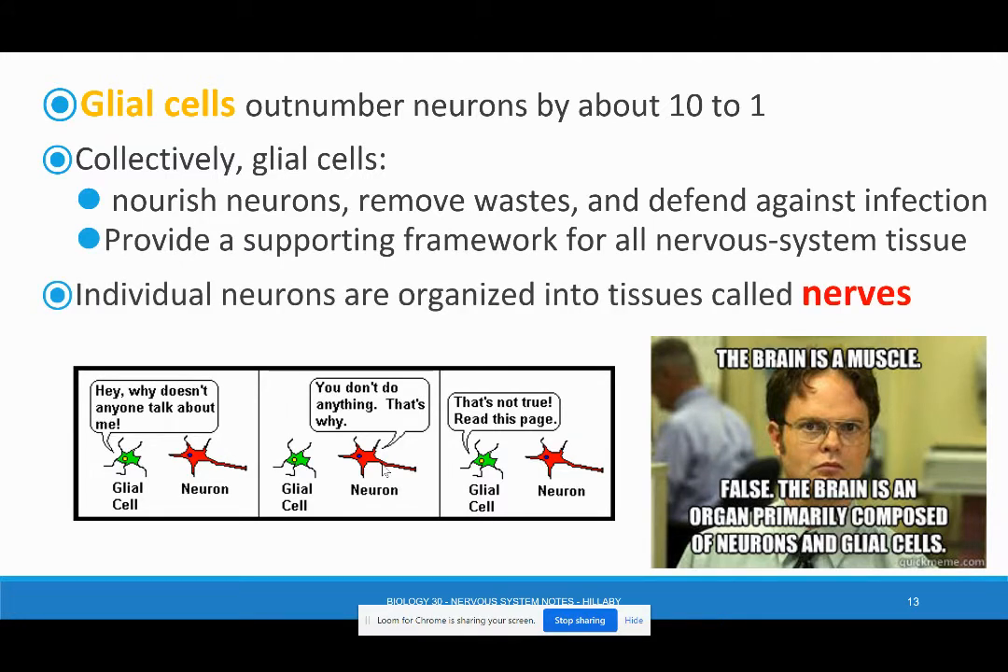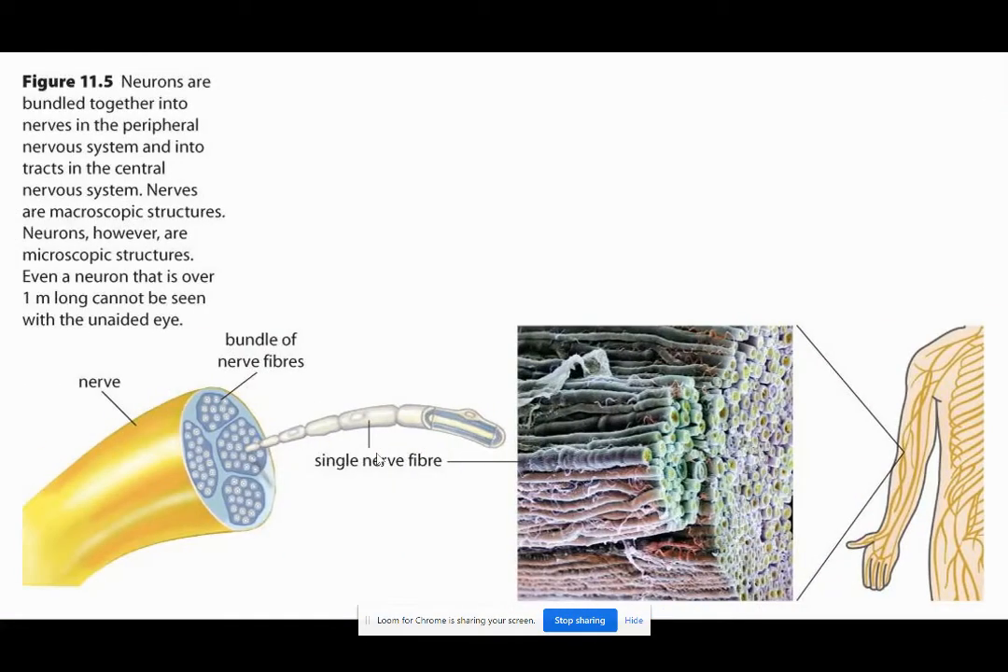Individual neurons are organized into tissue, right? These cells are organized into tissues called nerves. And if we take a look at this diagram, you can see an image of a nerve, and then you can see bundles of nerve fibers, and then you can pull one of those single nerve fibers out of the bundle, and we're getting down to the neuron level. That's what you're looking at in the picture there.